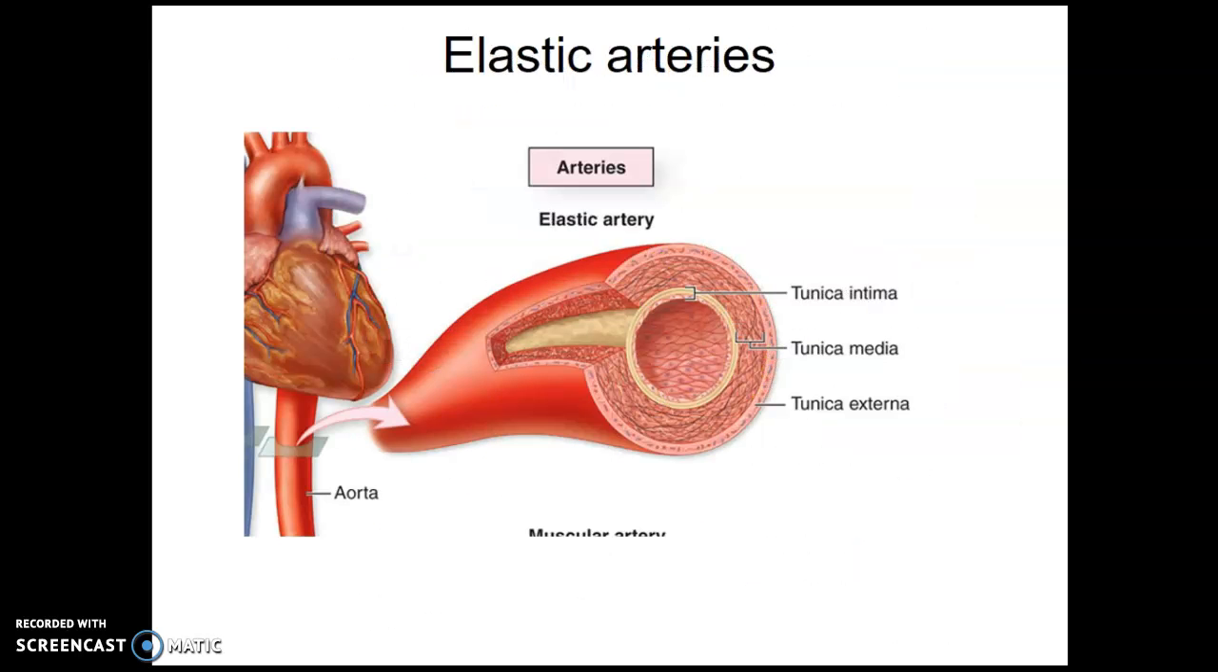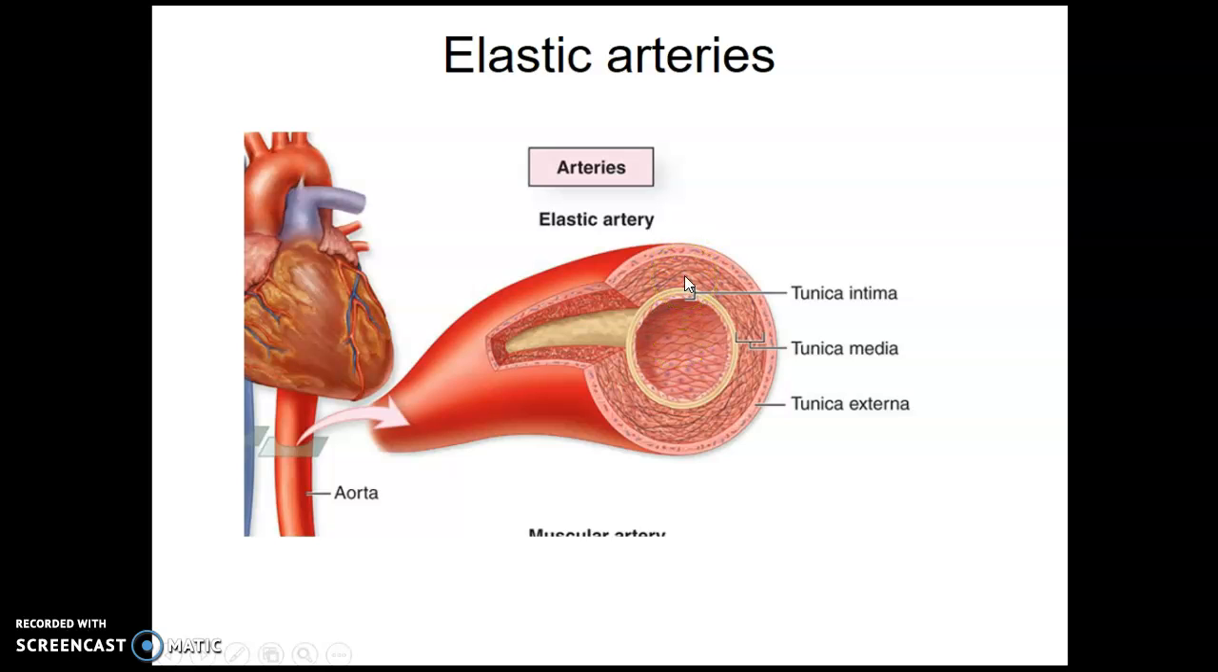All right, so get your pencils out. We're not usually going to write this on the board for you, but we don't have that available, so I'm just going to talk you through it. So our elastic arteries are our largest arteries, okay? The aorta is an elastic artery. It has those three layers: the tunica externa, the tunica intima, and the tunica media.